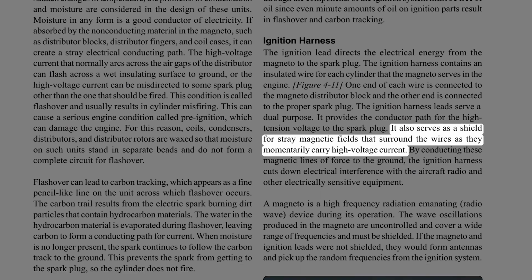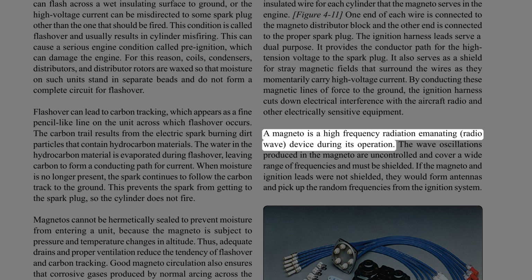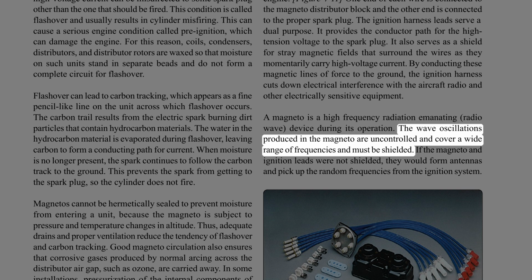It also serves as a shield for stray magnetic fields that surround the wires as they momentarily carry high-voltage current. By conducting these magnetic lines of force to the ground, the ignition harness cuts down electrical interference with the aircraft radio and other electrically sensitive equipment. A magneto is a high-frequency radiation emanating, radio wave device during its operation. The wave oscillations produced in the magneto are uncontrolled and cover a wide range of frequencies and must be shielded.